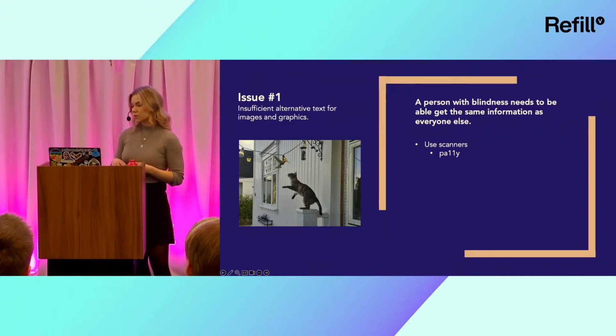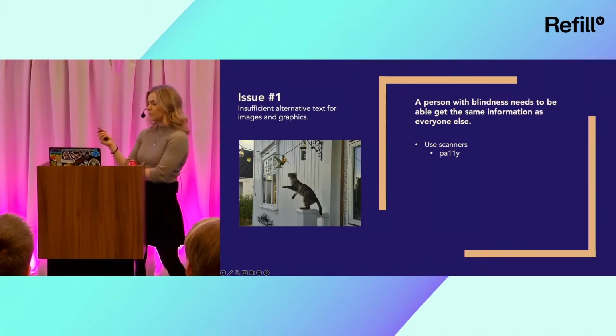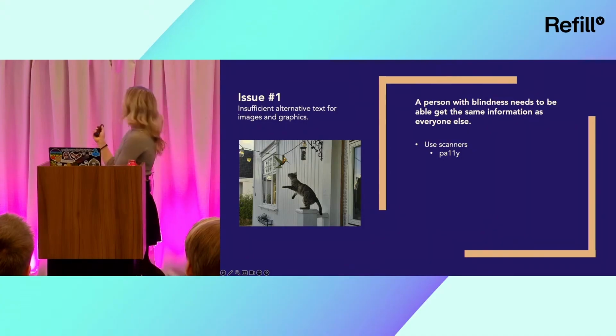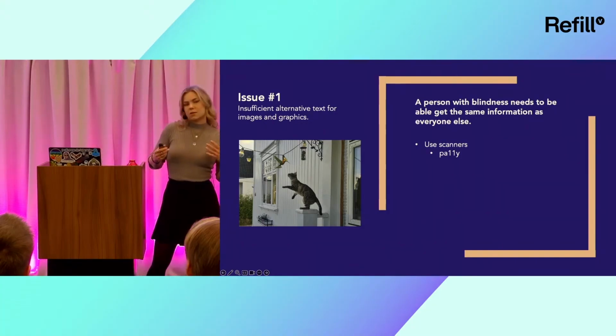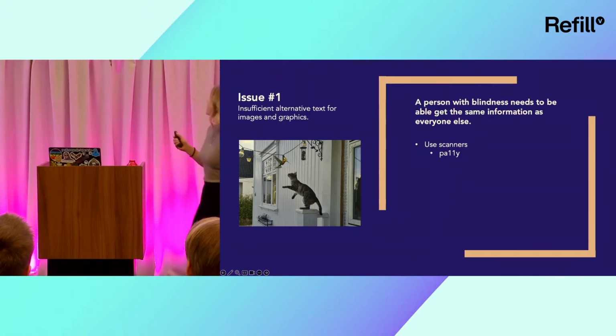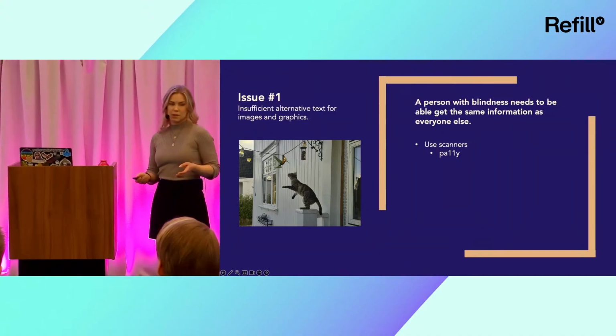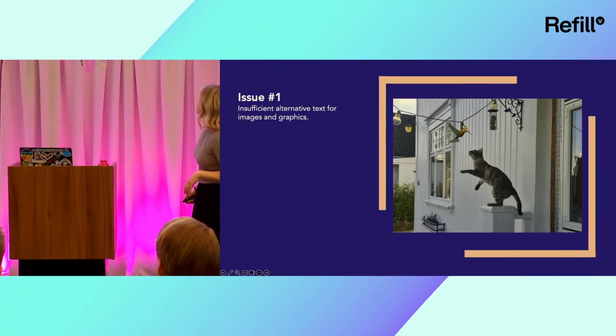Pally is an open source accessibility testing tool that helps developers and designers identify and fix accessibility issues on websites and applications. A scanner will be able to tell you if an image or video lacks any text alternative at all. However, a scanner might not be able to tell you if the image text gives enough context for the multimedia. And I will give you an example with my great Photoshop skills.